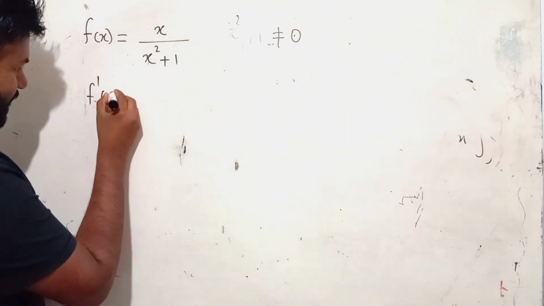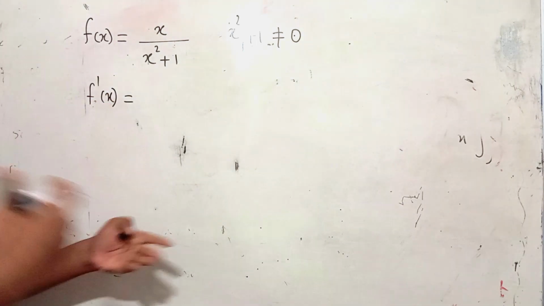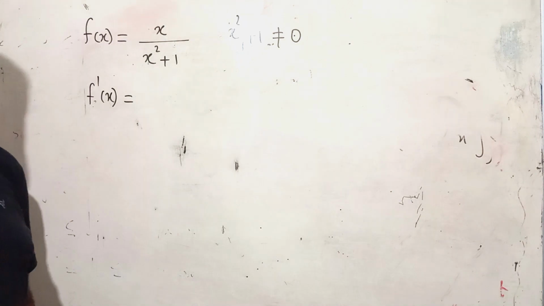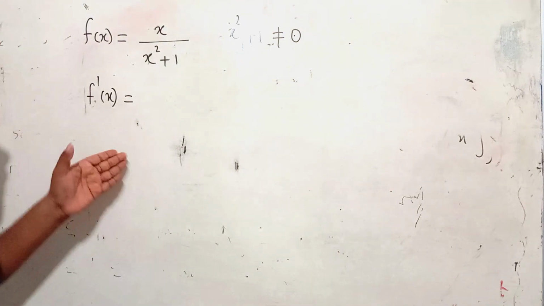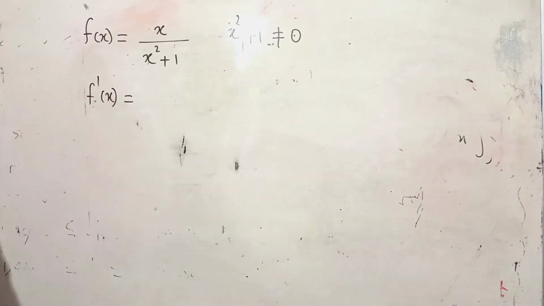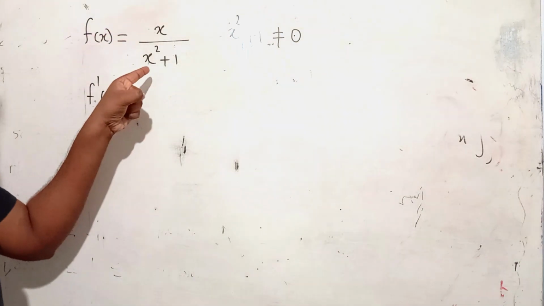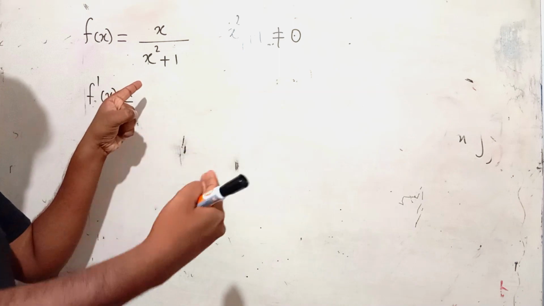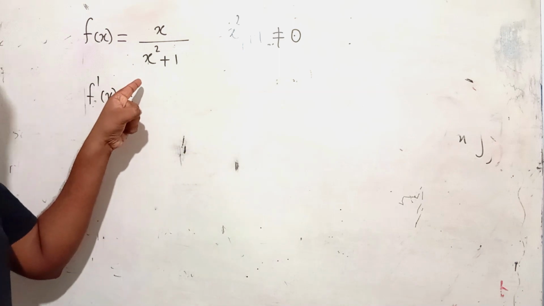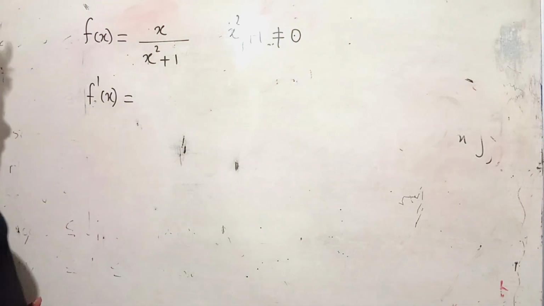So f dash x. Okay. So how can we differentiate this one? I hope that you have known how to differentiate this. If you're not familiar with u over v differentiation, you better go back to your basic differentiation and come back to this problem. So how can we differentiate?